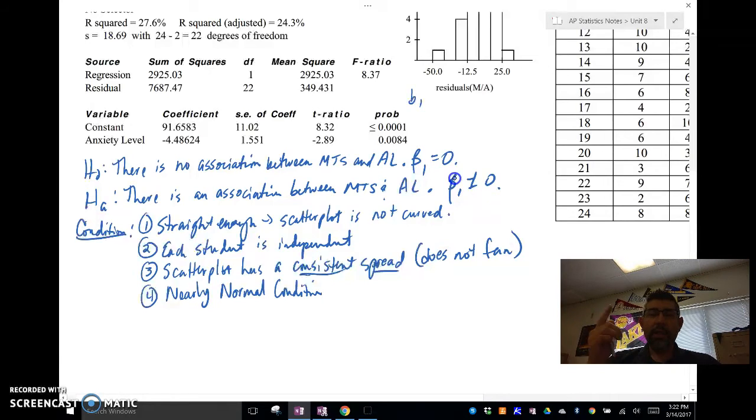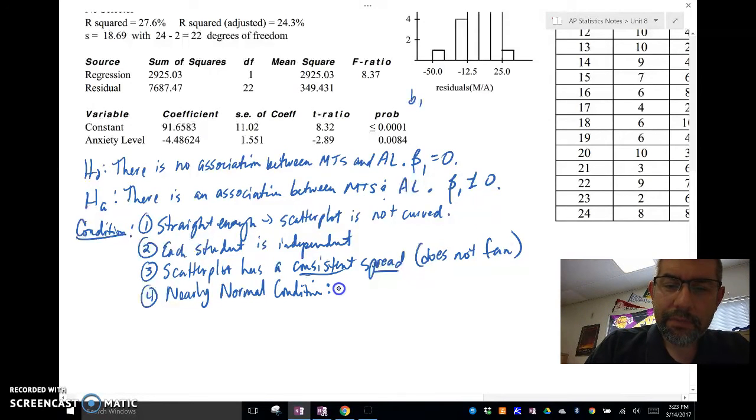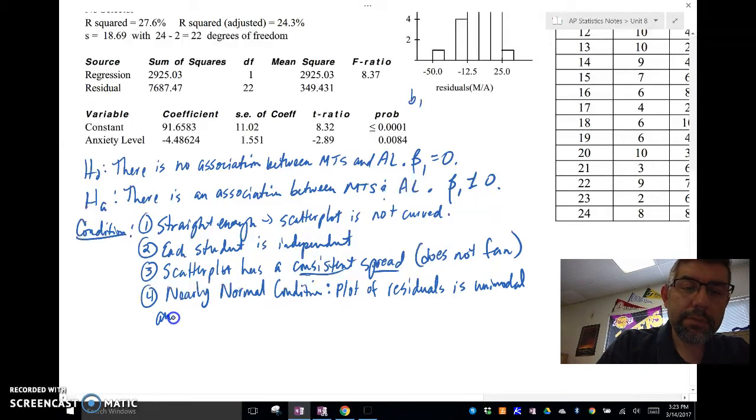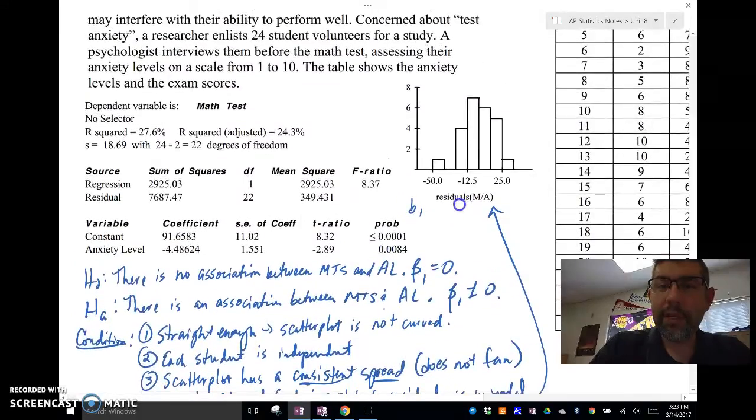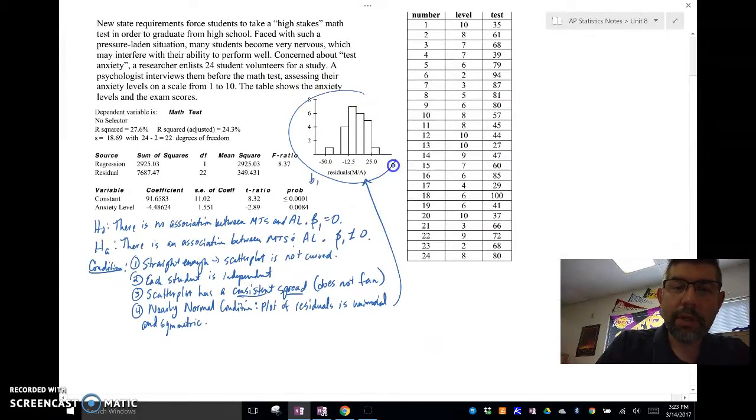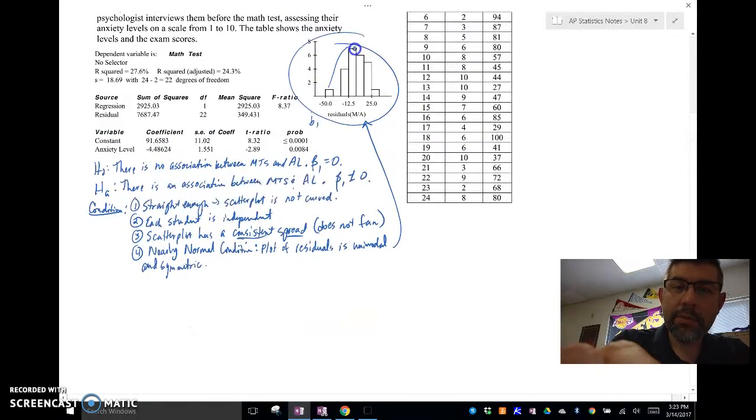Lastly, we have the nearly normal condition, and the nearly normal condition is based on the histogram of the residuals. So we're looking at the residual histogram, not a histogram of the students or the anxiety level or each individual. I would say here that the nearly normal condition is that the plot of residuals is unimodal and symmetric. All right? And I can just refer to the one that I have right here. That's why we have the plot of the residuals right here. So it's fairly unimodal and symmetric.